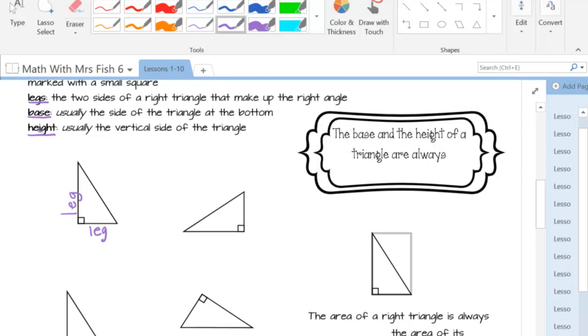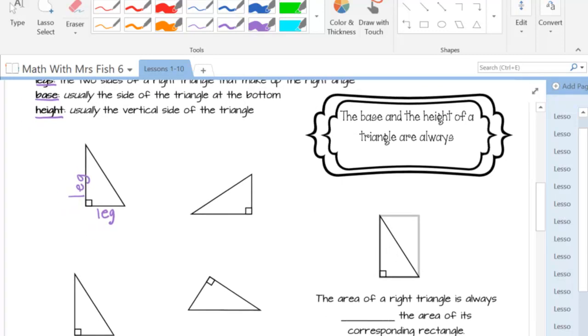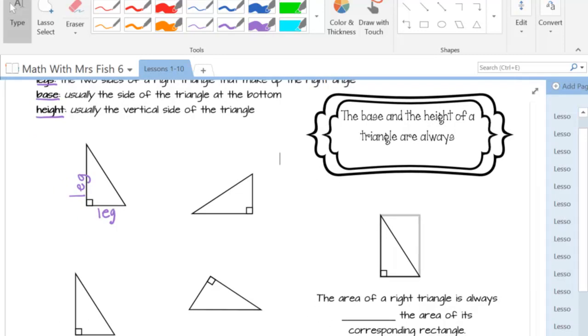Then we have base and height. And base and height are actually interchangeable in a right triangle. It doesn't really matter which one's which, but what really does matter is that the base and the height of a triangle are always, and this is for all triangles, they are always perpendicular. Perpendicular. And I have the lovely feature of being able to adjust my placing of my word. The base and the height of a triangle are always perpendicular. They always make that right angle. Very, very important.